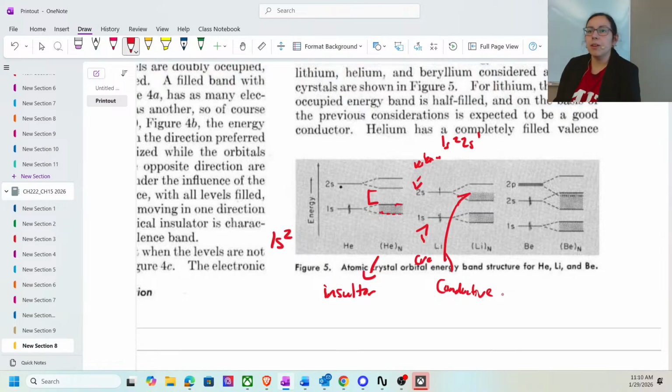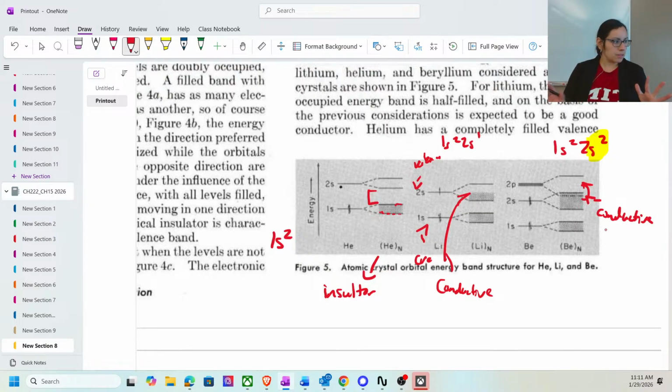And so then moving to beryllium. Beryllium could have given us some issues if not for this overlap. So now thinking about beryllium, 1s2, 2s2 for the electron configuration. And so you notice, right, this is filled. And so you might think, wait, is beryllium an insulator? But no, right, we have this overlap here between the 2s and the 2p orbitals. And so that means that we have our conductive band there.